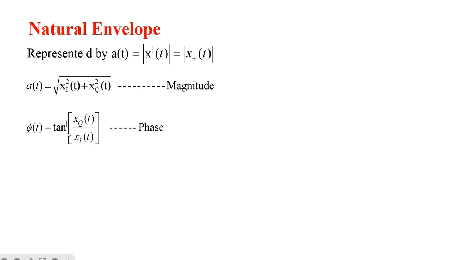So the natural envelope A of t represents the magnitude of the complex envelope x dash of t, and also it represents the magnitude of the pre-envelope x plus of t. Now we can represent A of t as square root of xi square of t plus xq square of t. And phi of t, that is the phase, can be represented as tan inverse of xq of t divided by xi of t. This is the phase. It is inverse, it is not dash, it is tan inverse.